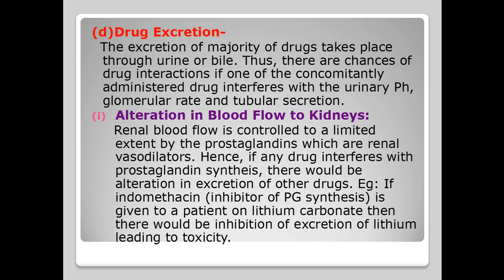So under drug excretion, the first type is alteration in blood flow to kidneys. Renal blood flow is controlled to a limited extent by the prostaglandins, which are renal vasodilators. So what prostaglandins do is they dilate the blood vessels that supply blood to the kidneys. Hence, if any drug interacts with prostaglandin synthesis, there would be alteration in excretion of other drugs.